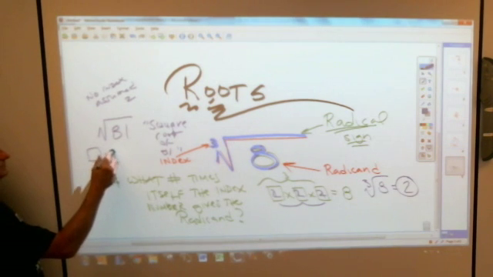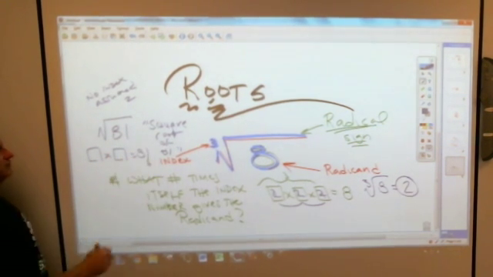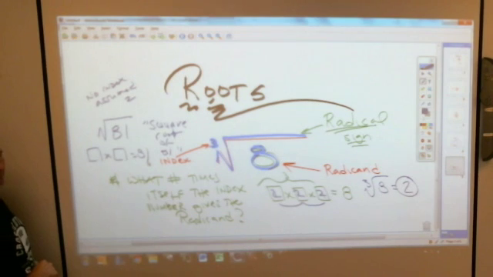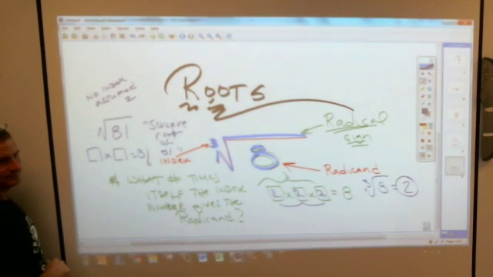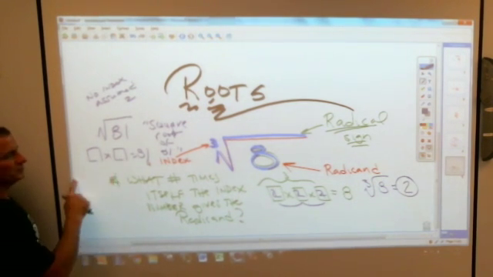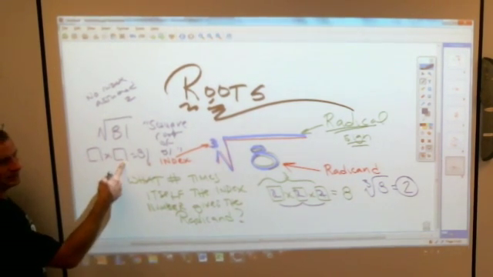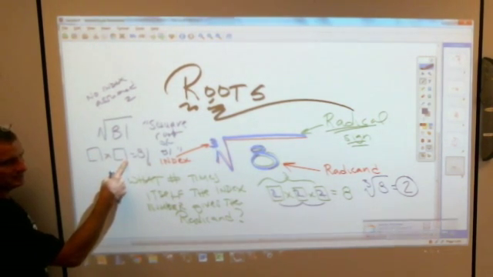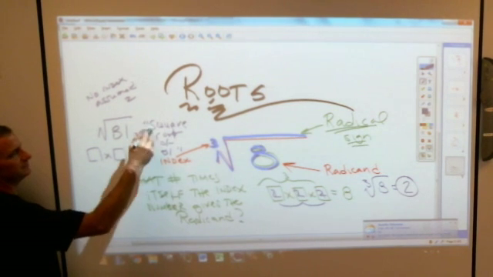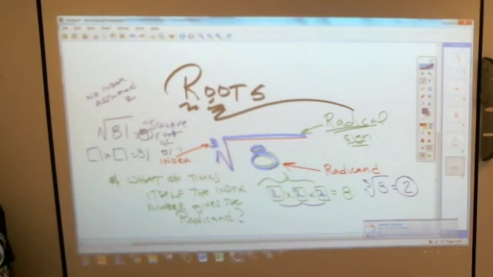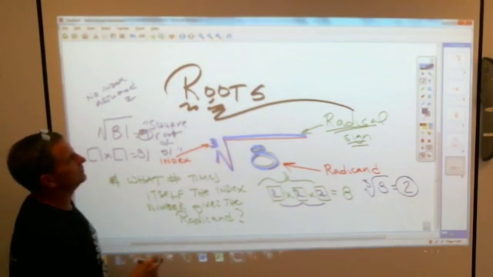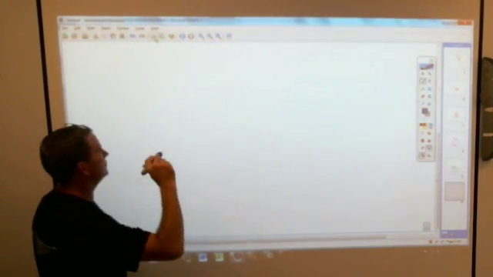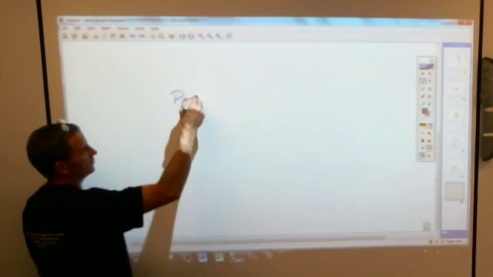Anybody out there? Emma Miller. What number times itself gives you 81? You don't have too many choices. 5 times 5 is 25, 6 times 6 is 36, 7 times 7 is 49, 8 times 8 is 64, 9 times 9 is 81. It has to be 9. Which leads us to what we call the perfect squares.